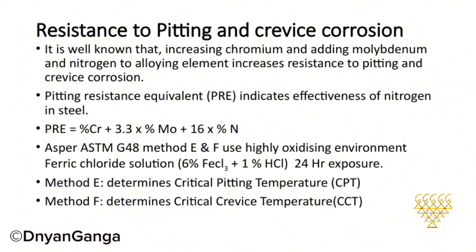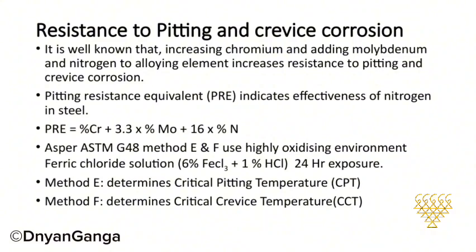Now, to quantify this resistance, we use something called the pitting resistance equivalent, or PRE. Basically, PRE gives us an idea of how effective nitrogen is in the steel, along with chromium and molybdenum. The formula for PRE is quite straightforward. It's the percentage of chromium, plus 3.3 times the percentage of molybdenum, plus 16 times the percentage of nitrogen.